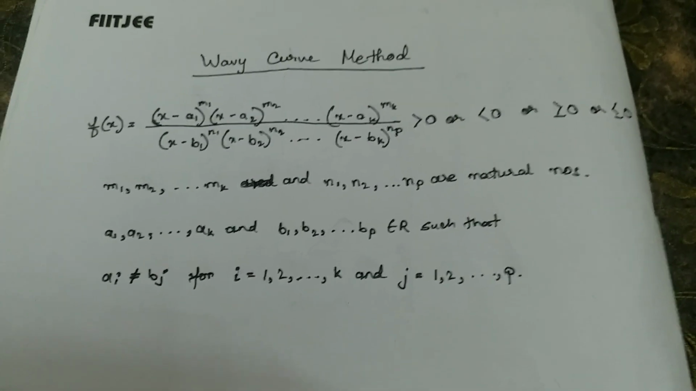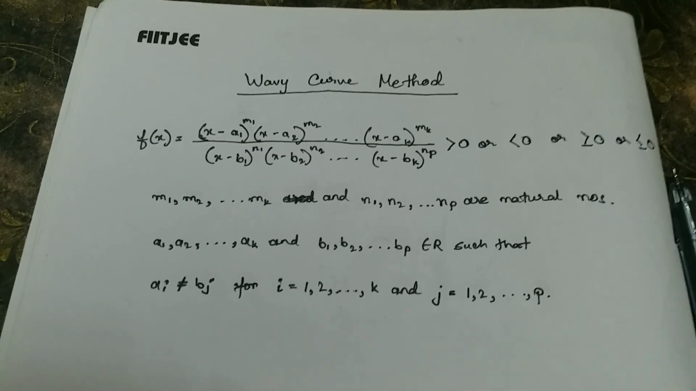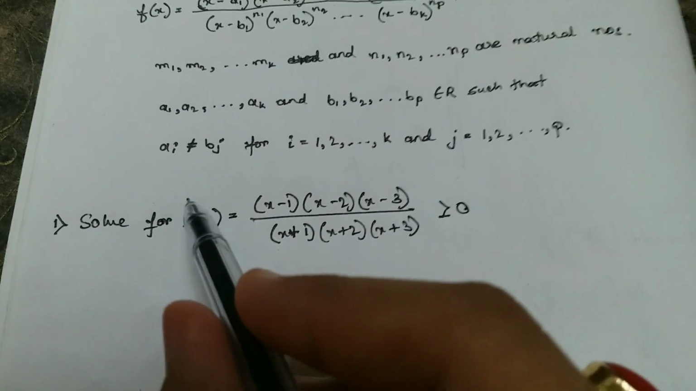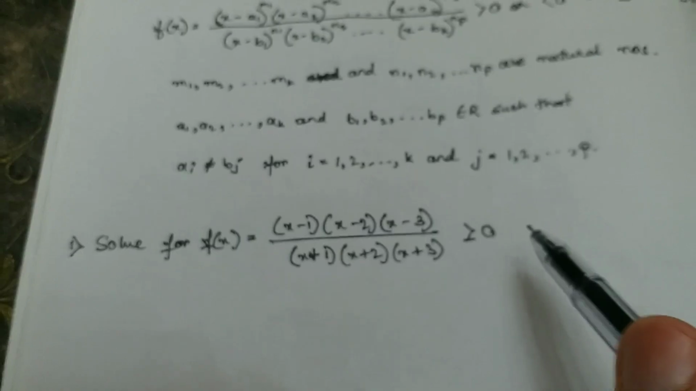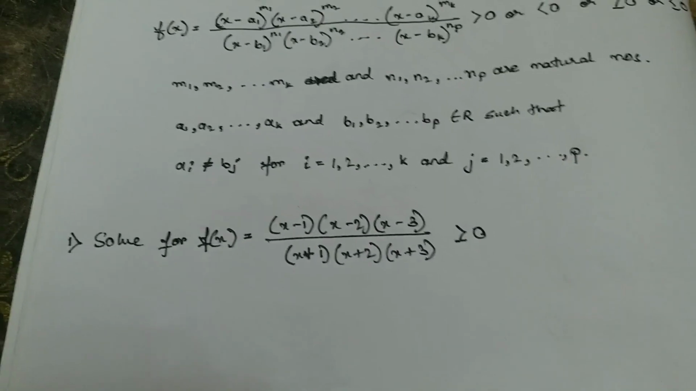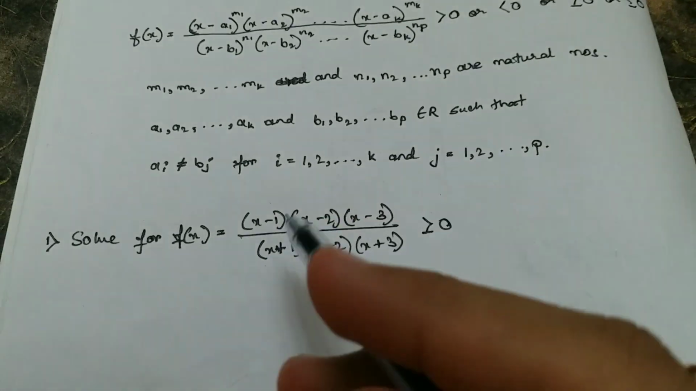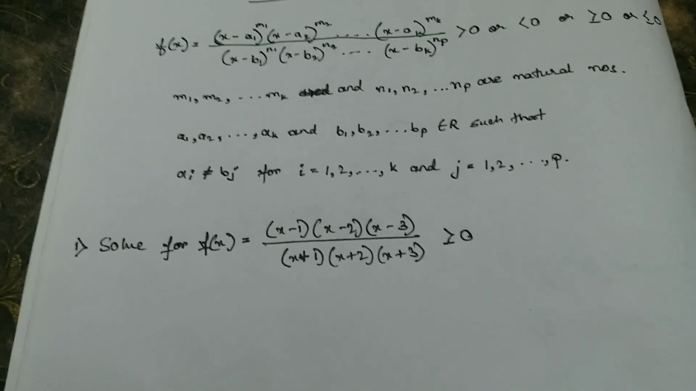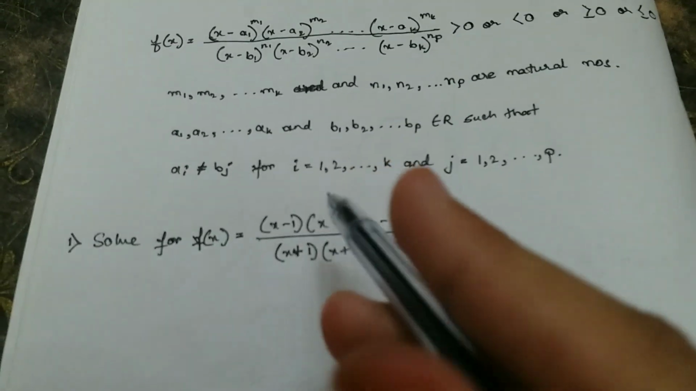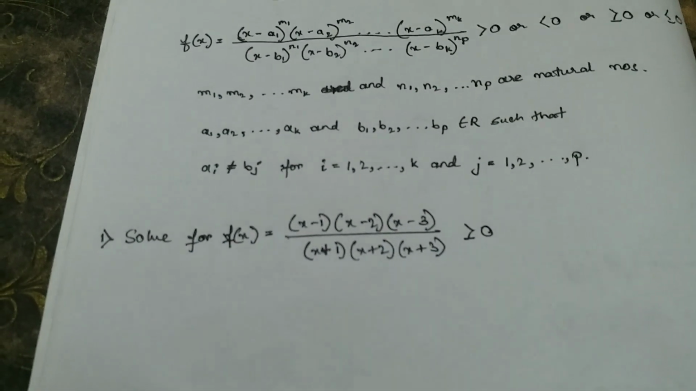Now this method we will learn only through problems. Okay, so let's start our first problem. So our first question is: solve for f(x) where a function is given. If it is greater than or equal to 0, then we have to find the intervals of x. So now let's see if the conditions hold. The powers of all the factors are integral powers. In fact, I'm sorry, they are all natural numbers, all 1. And none of the A's are equal to any of the B's, and they are all real numbers. So the conditions hold.